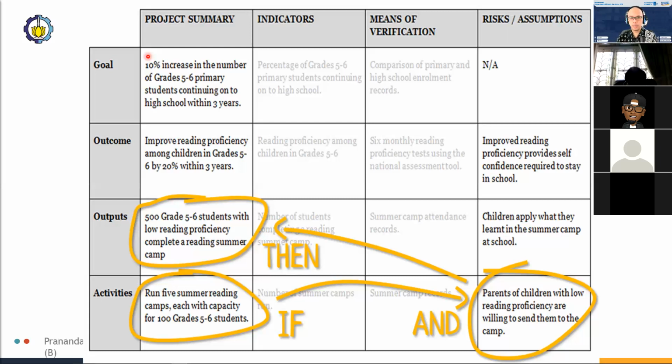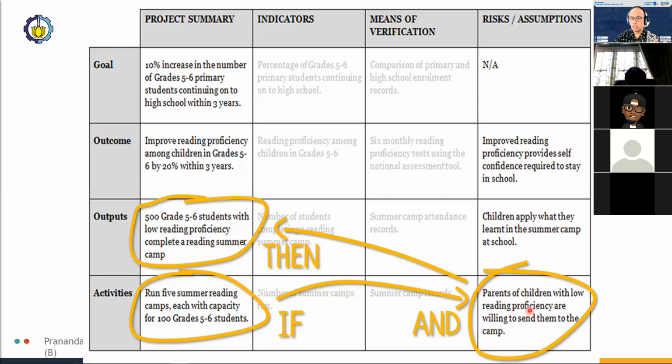So to overcome that in the long run, you would be organizing and running summer holiday or school holiday reading camps, with the aim of getting 500 students to complete a summer reading camp. But of course, 500 students is assuming that parents are willing to send their children off to reading camp.